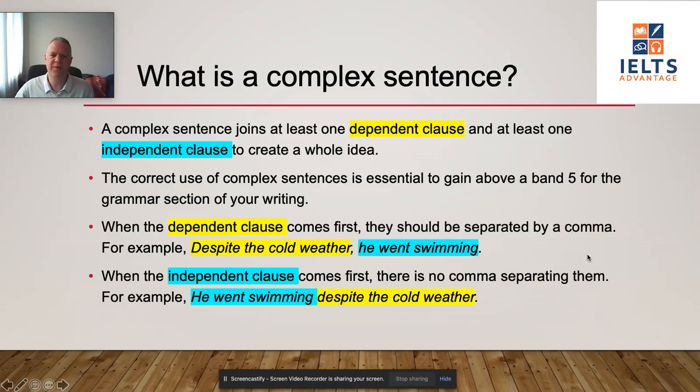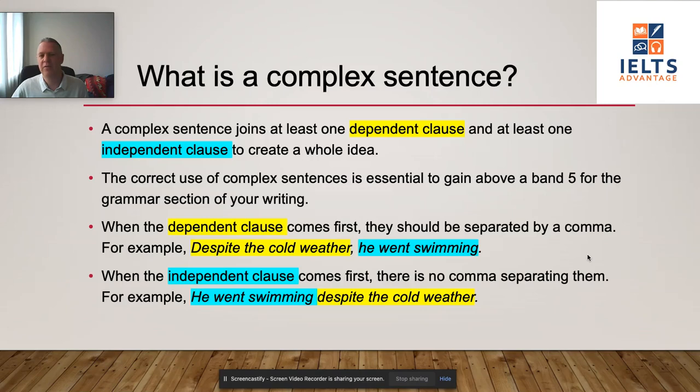So moving on to a complex sentence. A complex sentence joins at least one dependent clause and at least one independent clause to create a whole idea. Now, these are really, really important because in the rubric for your grammar, the writing rubric, it says to get above a band 5, you need to be correctly using complex sentences. So we obviously need to be using some complex sentences in your academic writing. It's very, very important to understand what they are, how to use them. Okay.